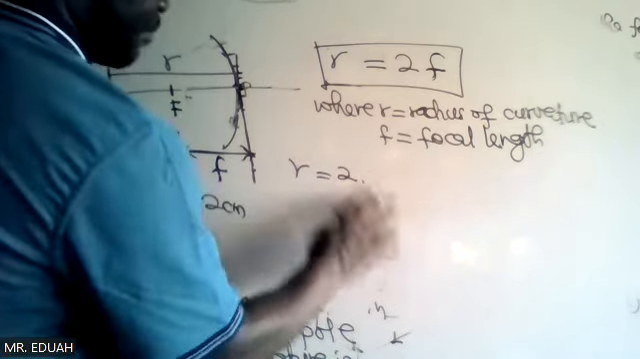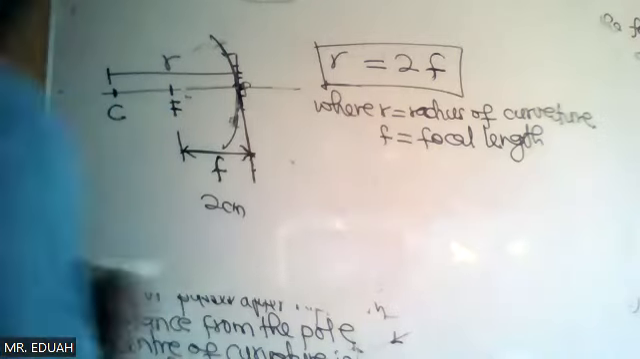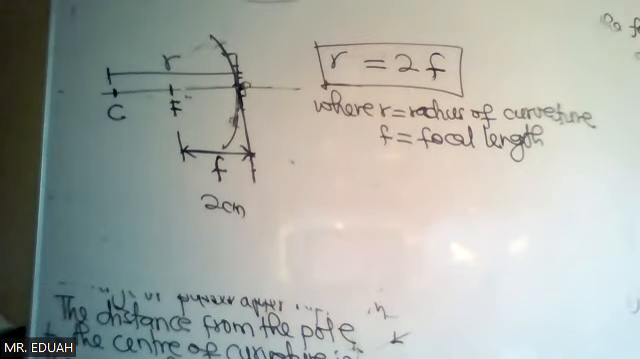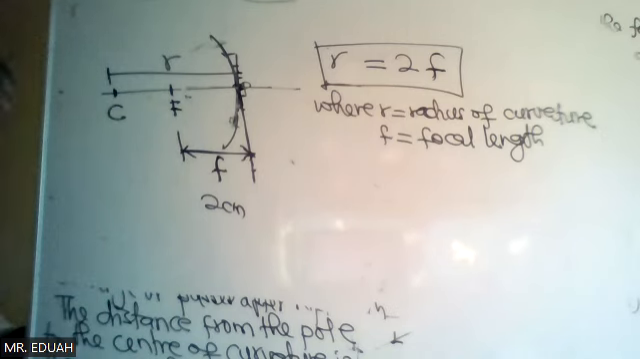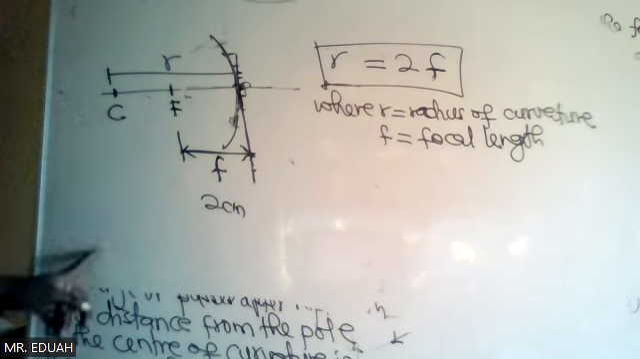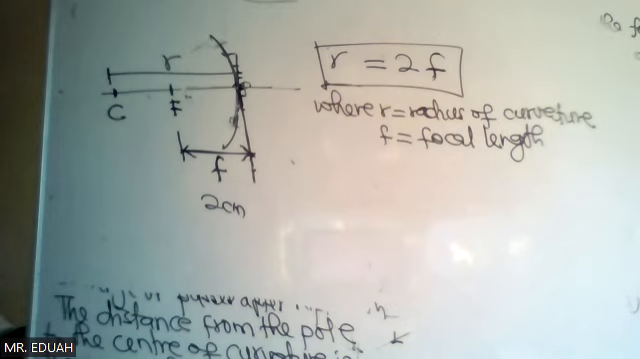And this is very, very, very important. R is equal to 2 times F. We'll be applying it so much in formation of images and in the mirror formula. So these are the key measurements or parts of the spherical mirror: the aperture, the pole, the principal focus, the focal length, the center of curvature, and the radius of curvature. We'll be using them in our ray diagrams.